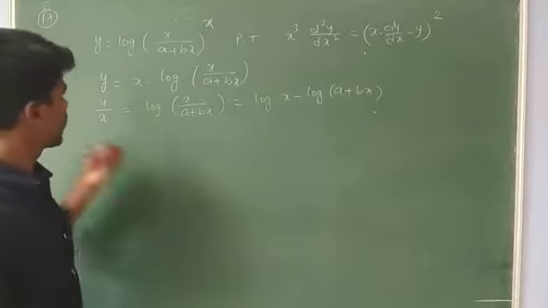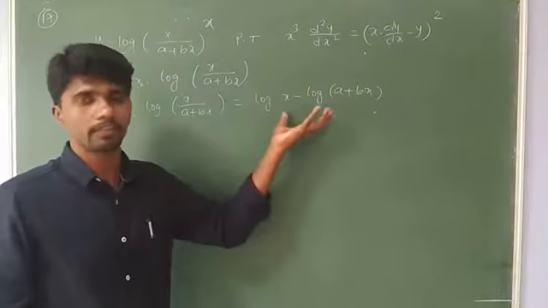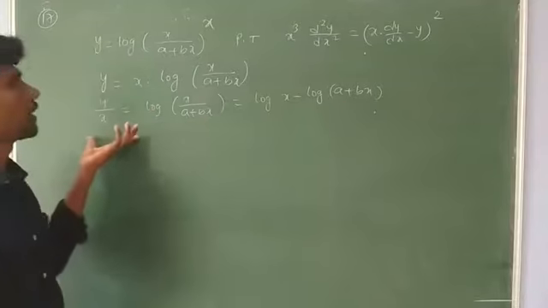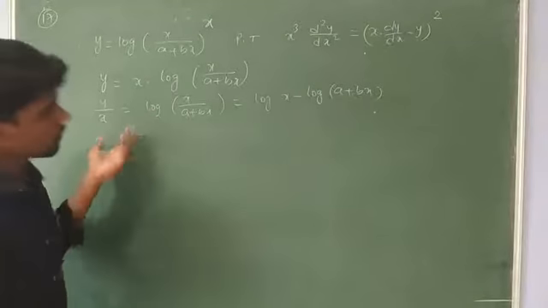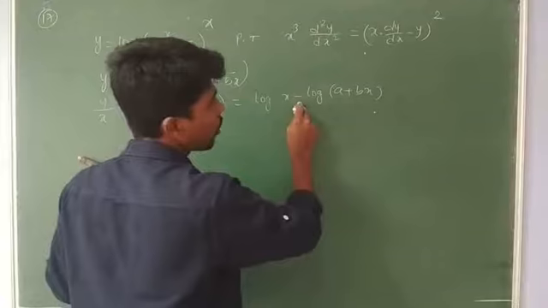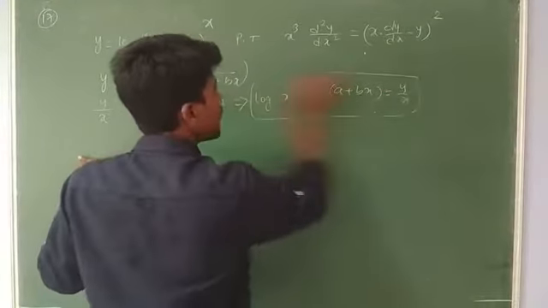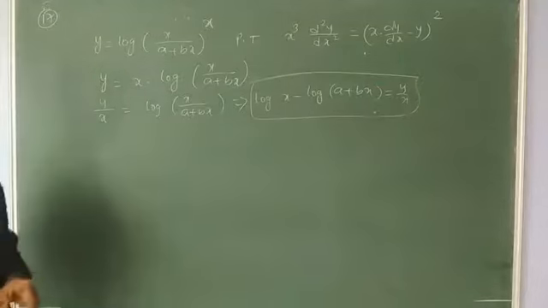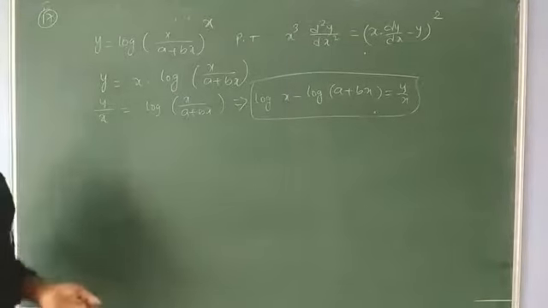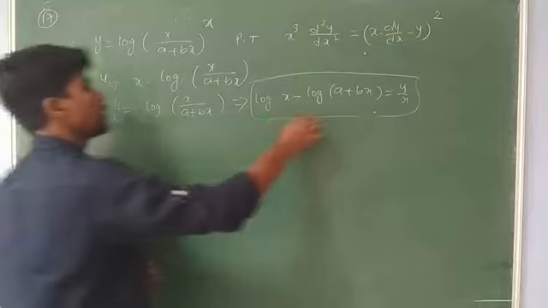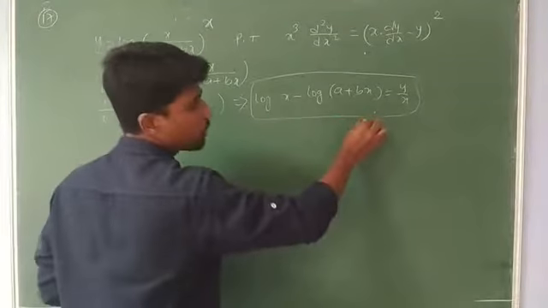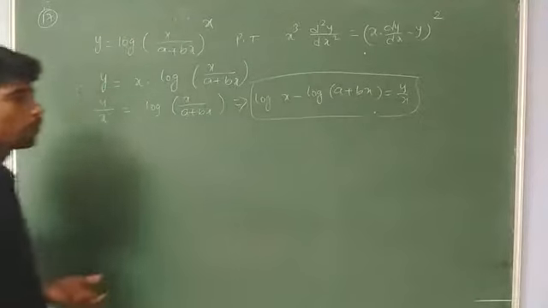Now you see the derivative becomes very easy. We can find the derivative of this particular function easily, right? So log x minus log of a plus bx is equal to y by x. So we simplify. Now we are going to apply differentiation on both sides. Differentiate both sides with respect to x. Then what do we get?